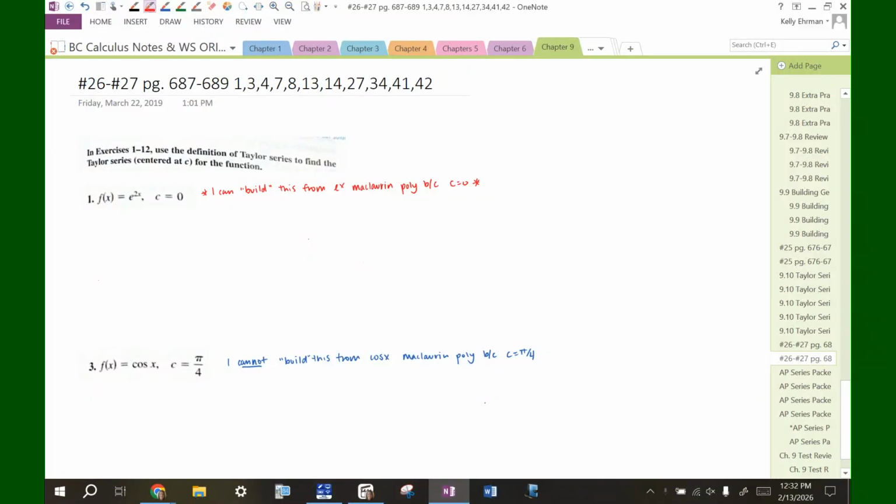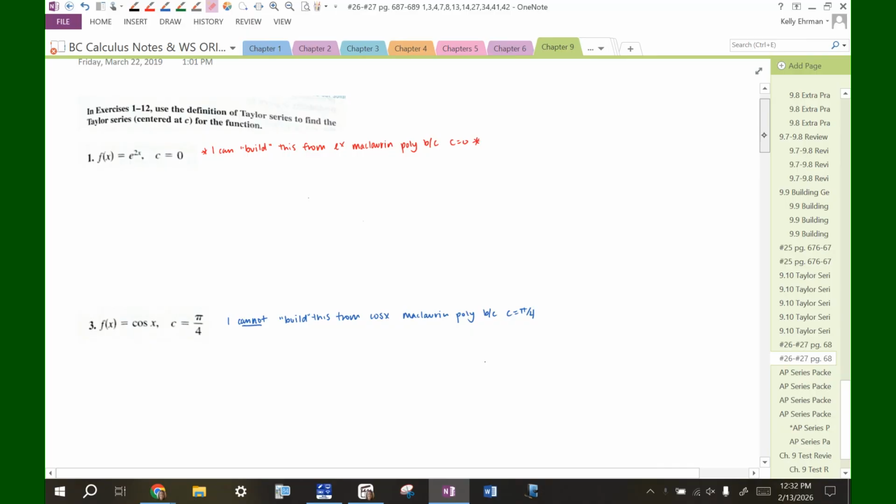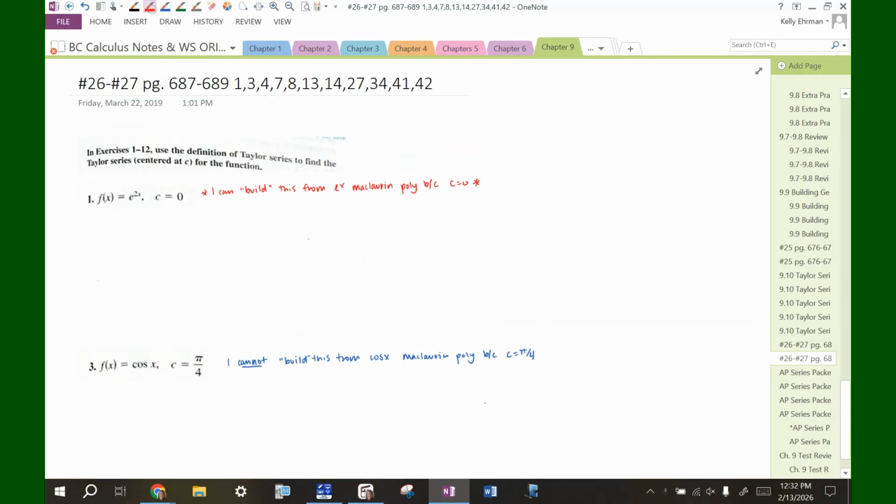All right, this is assignments 26 and 27 merged together, and we're just practicing writing out Taylor series. It's also good to think about when can you just build the series and when do you have to do it the long way. So use the definition of a Taylor series to find the Taylor series centered at c for the function. Anytime the center is at 0, you can build the function.